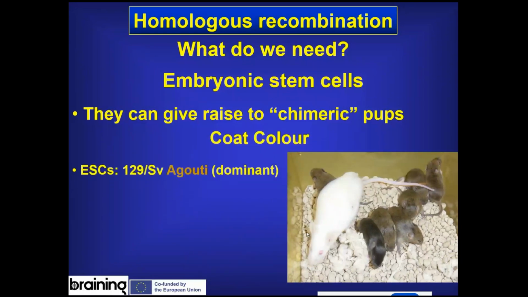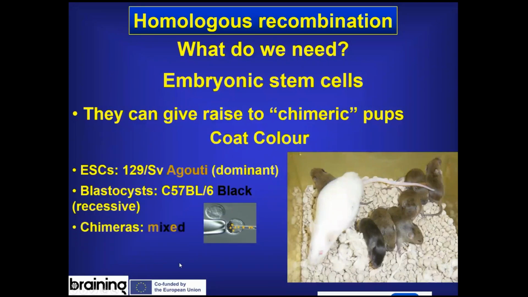Because we use this coat color. The embryonic stem cells that we normally use are derived from a mouse strain called 129, which are agouti, so brown, and it's the dominant character. The blastocyst, instead, is normally taken from C57 black 6 mice, a strain that is black, and it's a recessive character. So what we have done is a chimera. We have been injecting transgenic modified embryonic stem cells from the 129 strain into a blastocyst of a black 6 mouse. So you have a chimera, a mixed individual, with brown fur and black spots.